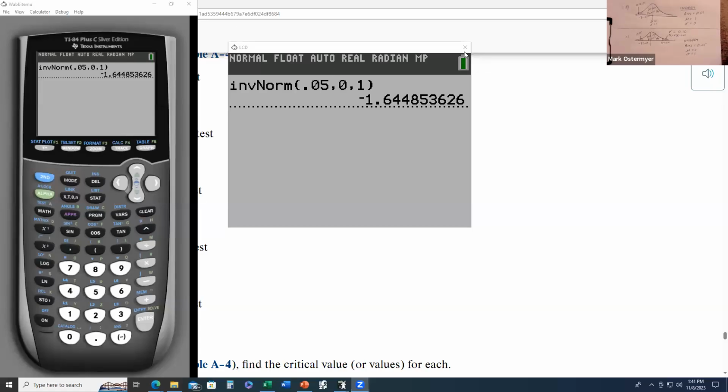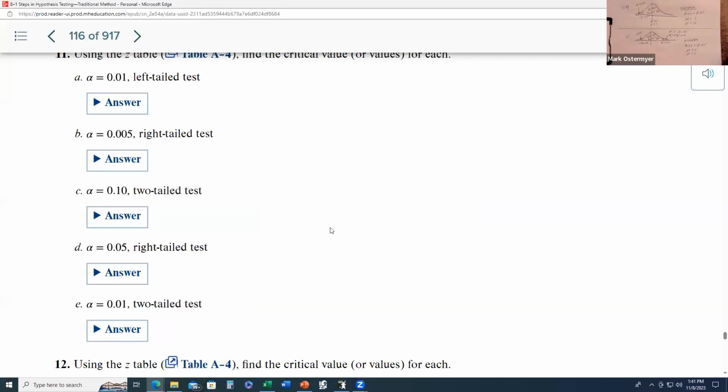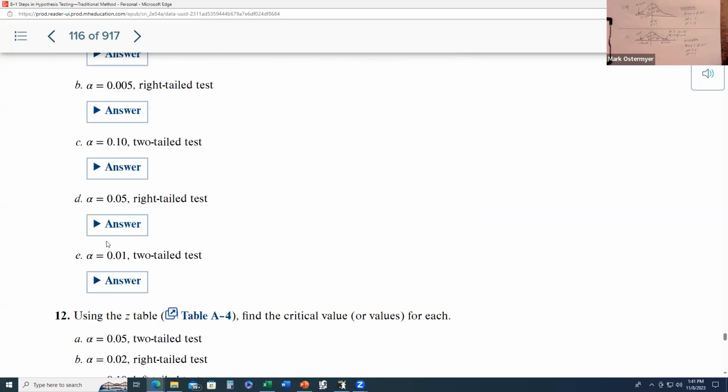So classwork, you could call it classwork number 1 here. I would like you to do D and E, 11D and E. I want you to compute the critical z-value for D situation and the critical z-values for E situation. We'll call this classwork number 1. Go ahead and do those.